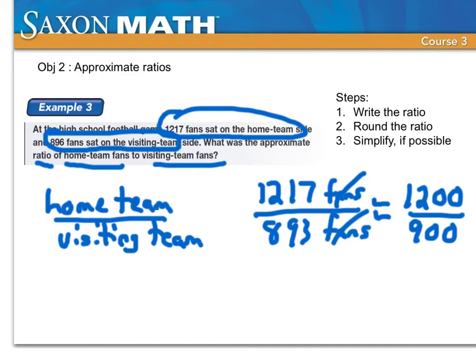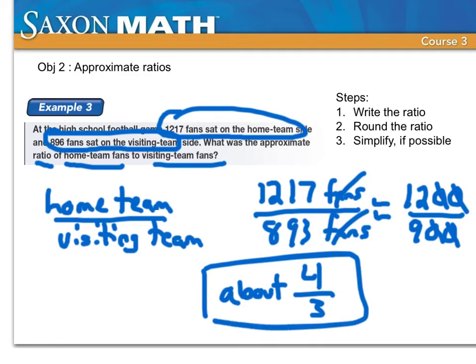Well, now we can simplify this to make it a nice, easy number to work with. We don't have to worry about these zeros here. They cancel each other out. So 12 to 9, that's the same as 4 to 3. So it's about 4 to 3. So that means for about every 4 home team fans, there's 3 visiting team fans at the football game.